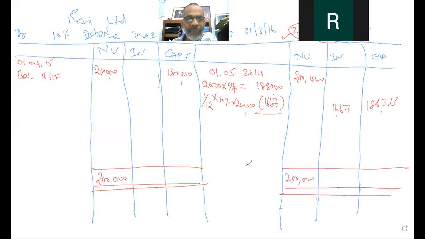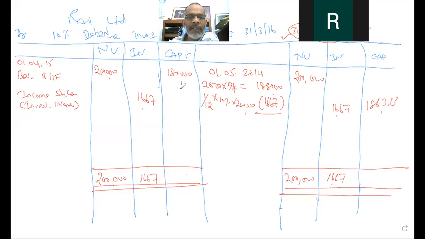Is it okay? Second column, investment, we have 1,667 that would be recorded. 1,667 would be transferred to what statement? Income statement. As what income? Investment income. Finished off.